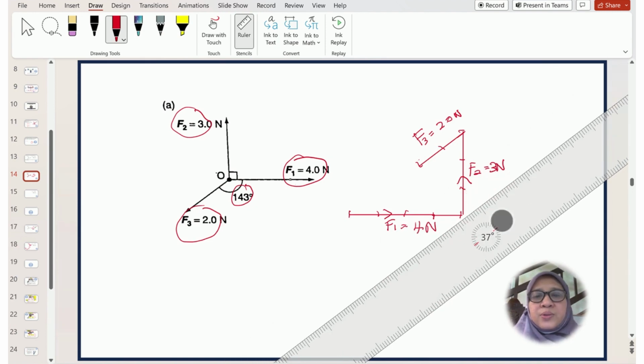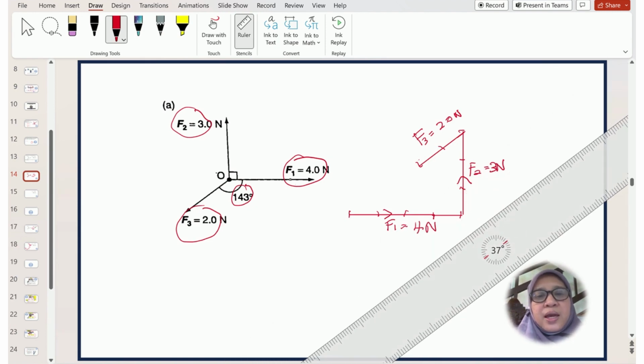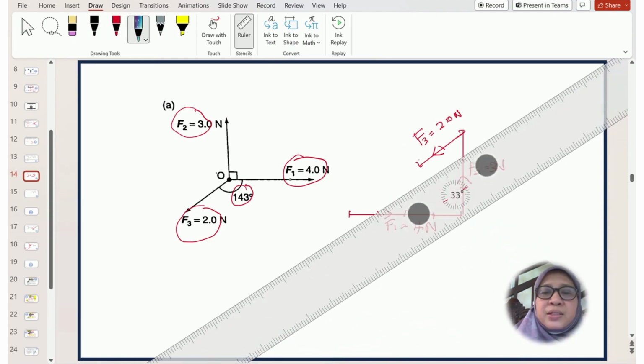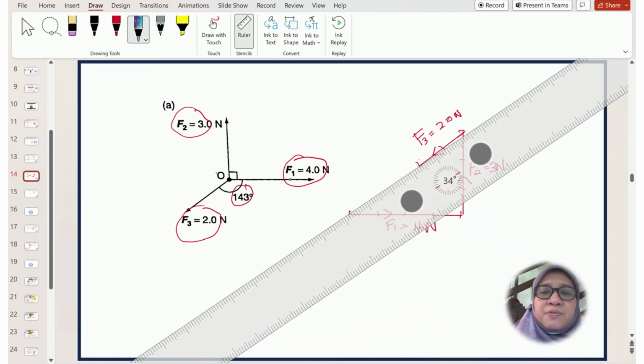Okay, so let's check whether it is correct or not. F1, 4 Newton, then upward followed by 3 Newton, and then followed by F3 at 37 degrees from horizontal. The direction is down here. Lastly is to determine F4. If I choose another color, we can measure F4.